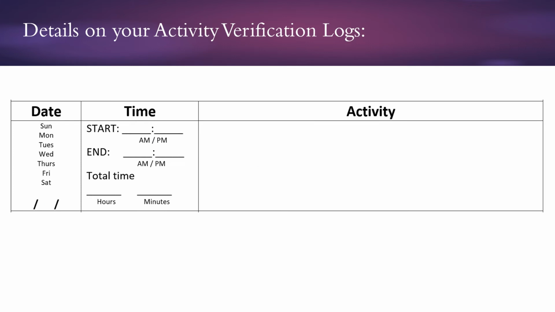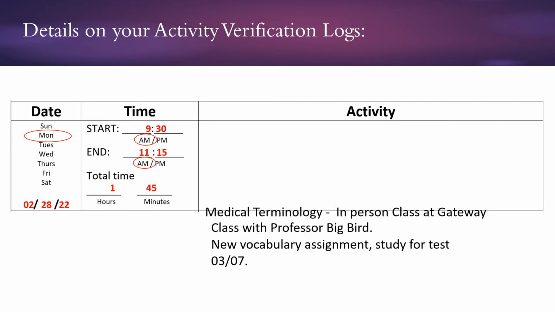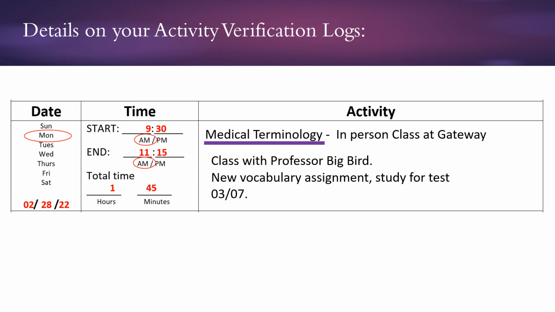Let's take a look at an example for someone enrolled in school. As always, date and time, activity description. Here we have the what, medical terminology, the class that was attended, where and how, in-person class at Gateway, and the why, what was completed in class that day.